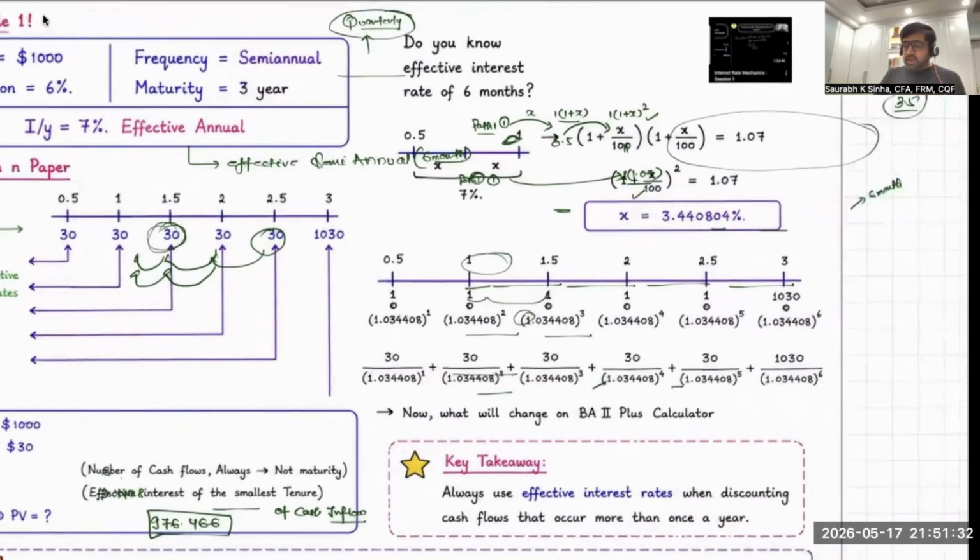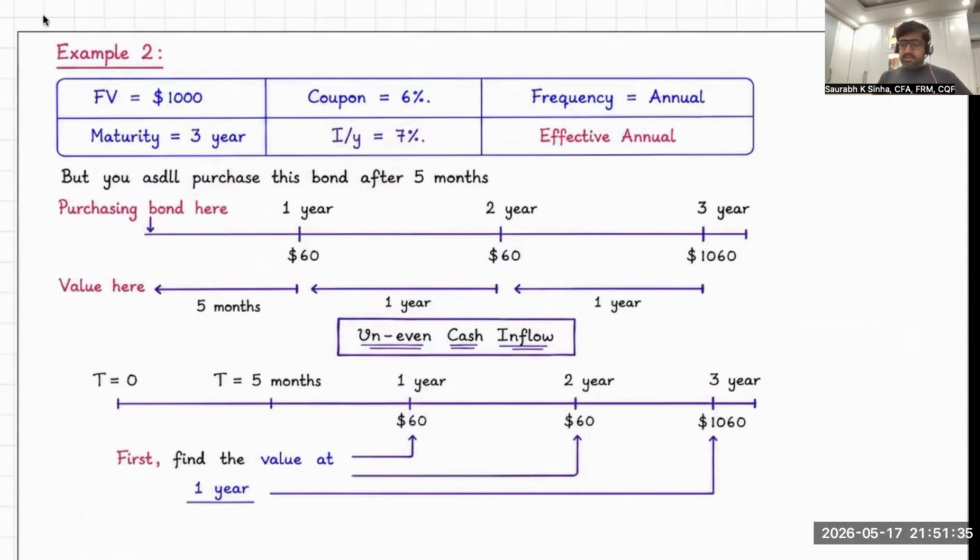Let's see. Now we'll take the simple example where the face value is 1000, coupon is 6%, frequency is annual, I by Y 7% effective annual. Both of them are matching. Maturity is 3 years. But the complex part is you're not purchasing this bond at t equal to 0. You're purchasing this bond after 5 months. So here, you're purchasing it here and you want to know what should be the value of the bond here.